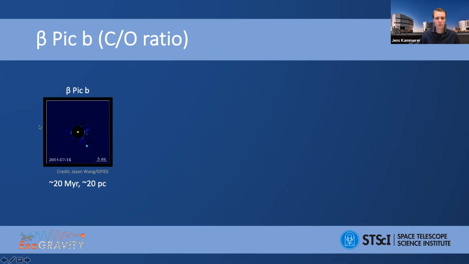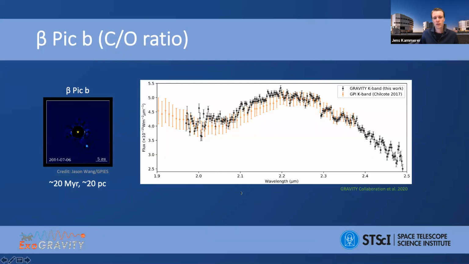You can see it moving around its host star in this little video here from Jason Wang in almost an edge-on orbit. The system is about 20 million years young and about 20 parsecs away from Earth. Of course, it has been observed with many different instruments before. So here you can see in orange the GPI K-band spectrum from Chilcote et al.